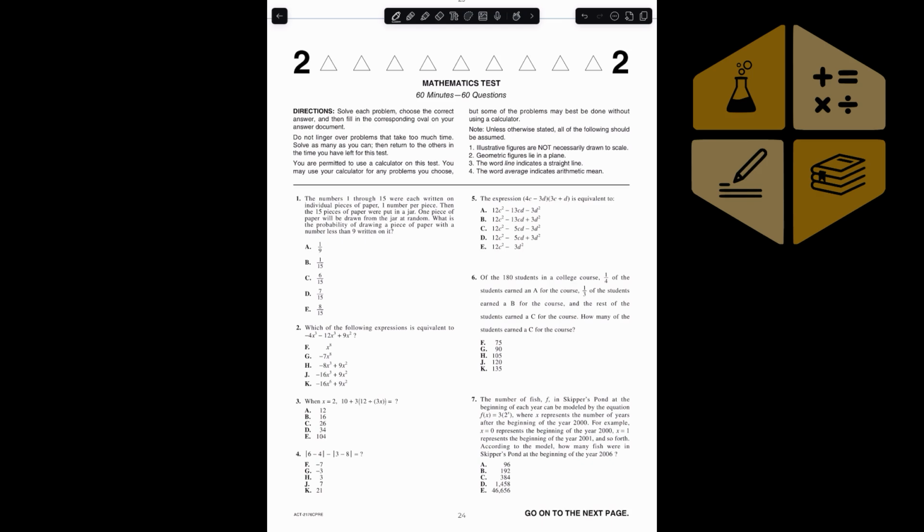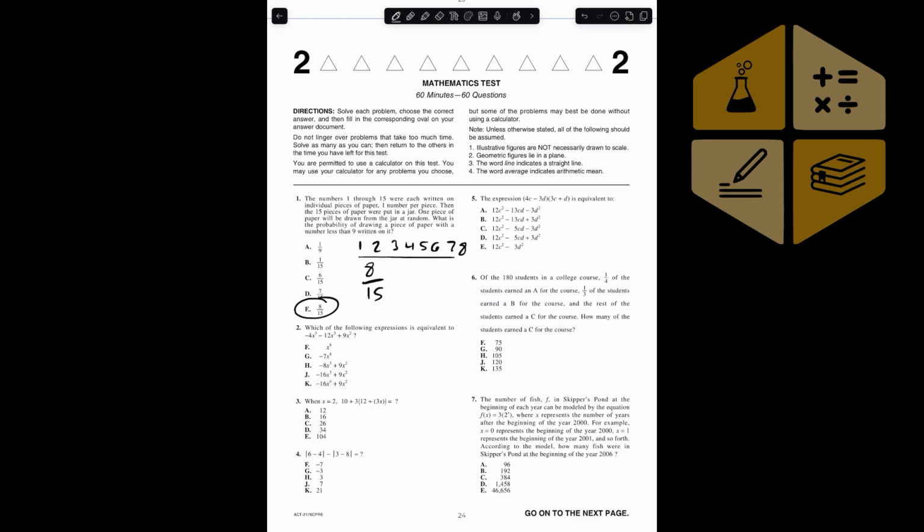One way that students will slip up is they'll think, oh, this is asking what is the probability of drawing a piece of paper with a number 9 or less. But it doesn't say 9 or less. It's asking for the probability of drawing a piece of paper with a number less than 9. So that would be 1, 2, 3, 4, 5, 6, 7, and 8, right? So there are 8 pieces of paper that have those numbers on them, and there are 15 total. That makes our probability 8 over 15. There's no way to simplify that, and that's why the answer to number 1 is just E.